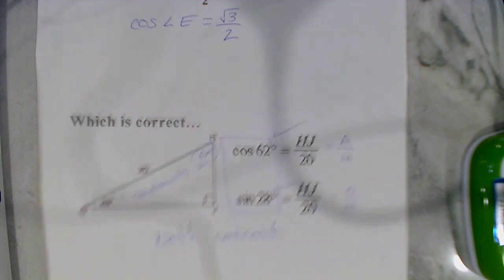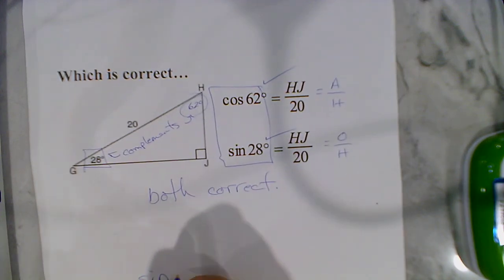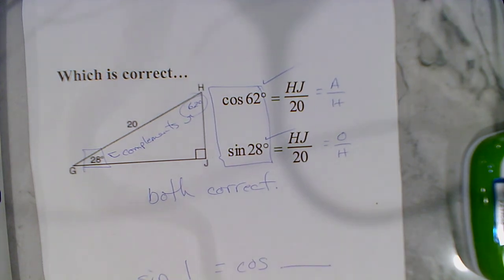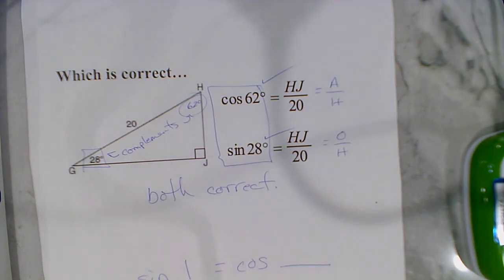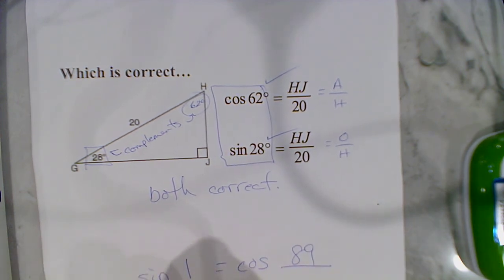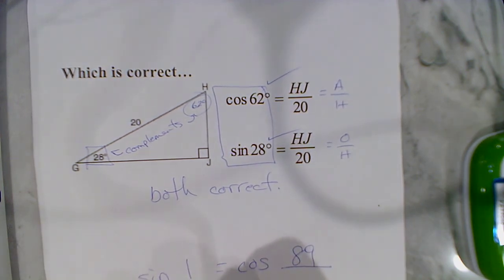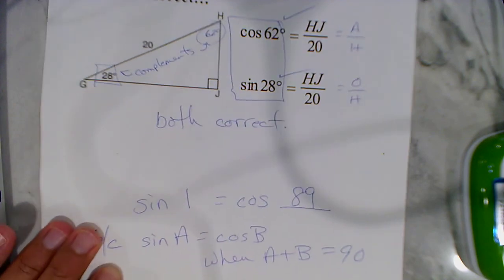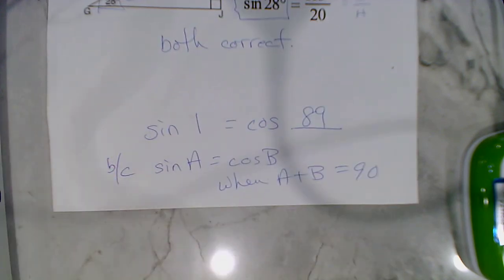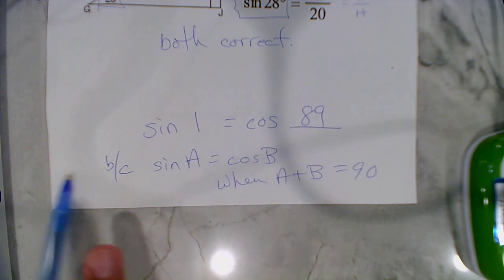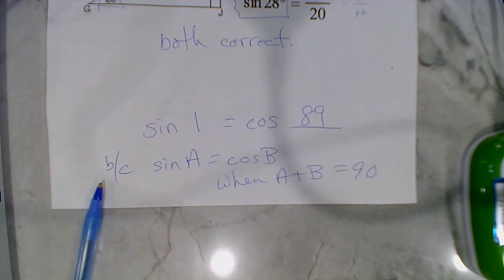Look, if you're going to take anything away, just make sure you know that the sine of 1 degree is equal to the cosine of what? Sine equals cosine only when the angles are complementary. So 89 degrees. Why? Because sine of A equals cos of B when A plus B equals 90. That's the most important thing to take out of this lesson. Sine of A equals cos of B when A plus B equals 90. All right, that's that. Have a good rest of your day.